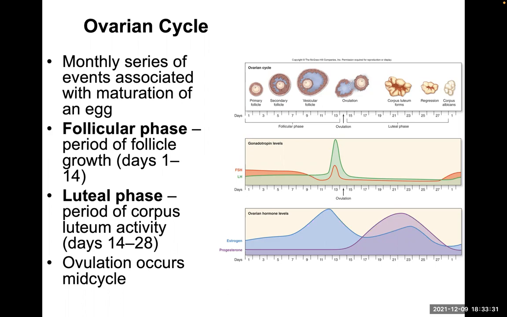So day one, right? Day one in the uterus is the first day that a person starts to bleed, the first day of menstruation. In the ovaries, days 1 through 14 are what we call the follicular phase. And it's called the follicular phase because between days 1 and 14 in the ovaries, what we're seeing is a maturation of the follicles and therefore the oocytes within the follicles, right?